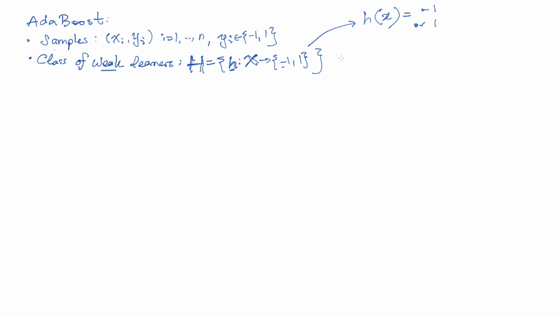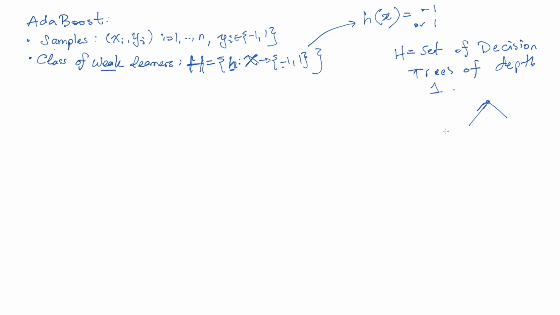Okay, so for example, H could be the set of decision trees of depth 1, right? A decision tree of depth 1 just looks like this. It's a binary decision. It's not very complicated. It just looks at the entire data set and splits in one go.